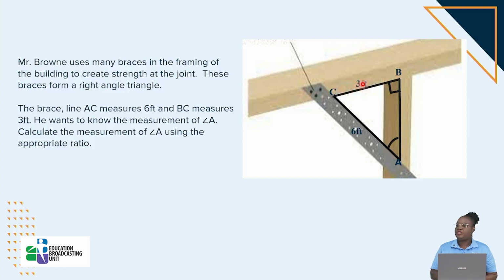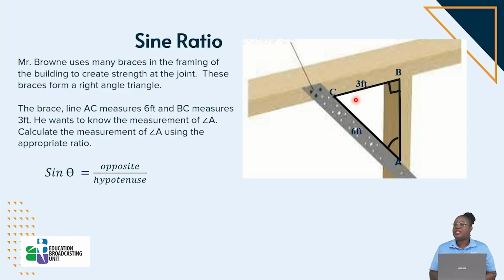Line BC measures 3 feet. Therefore, since AC is opposite the right angle, that's the hypotenuse, and BC is opposite the given angle, that is our opposite. Which ratio contains opposite and hypotenuse? That would be the sine ratio. That is, the sine of the angle is equal to opposite divided by hypotenuse. So, to find the angle, we are going to use our sine ratio.